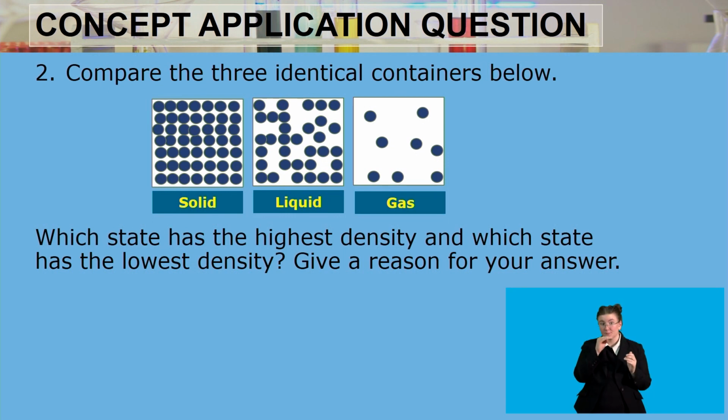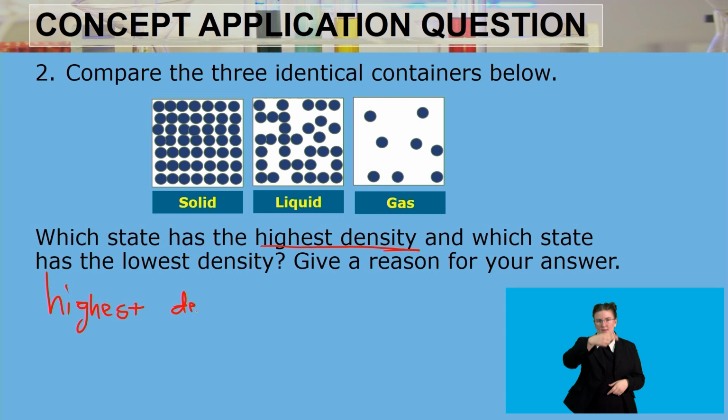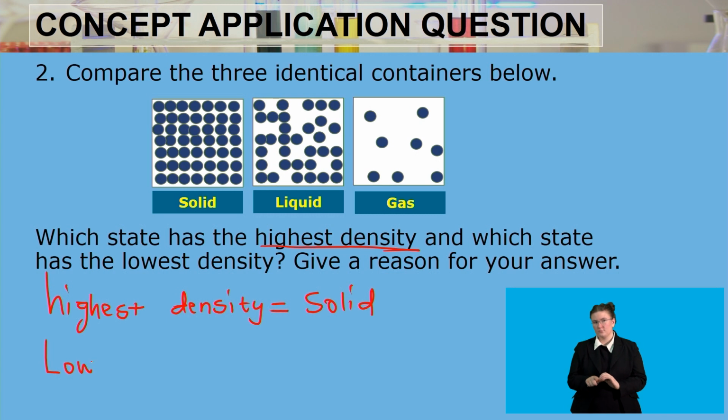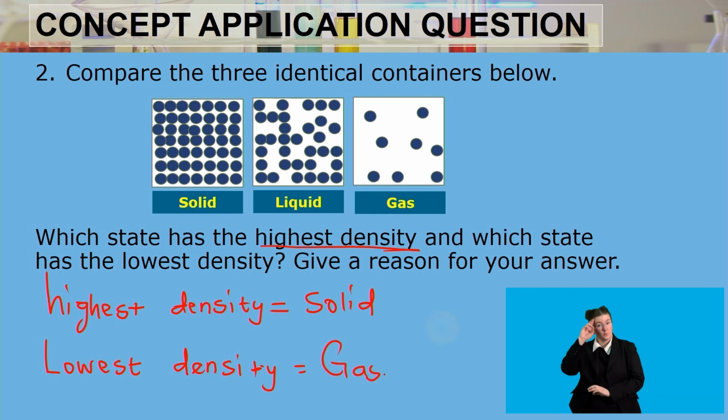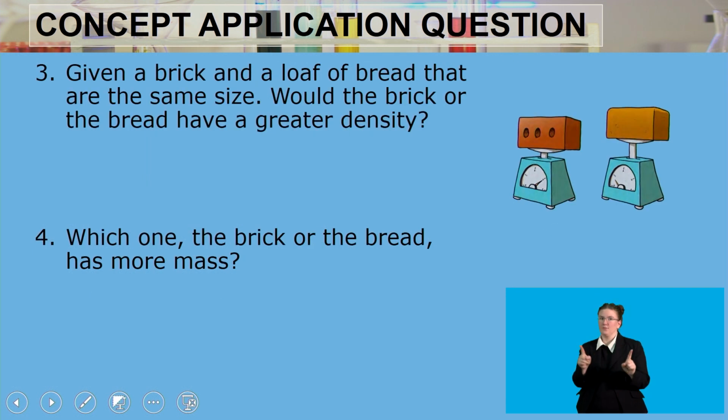Therefore, the state that has the highest density is going to be the solid. So highest density, this is going to be the solid. And then the lowest density, that is going to be the gas. Remember that water is an exception to this rule.